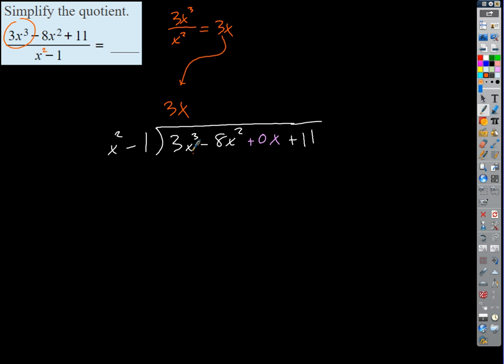So what do we do next, do you think? When we got a digit up here with numerical long division, we multiplied, right? So that's what we're going to do. We're going to multiply that, distribute it through, multiply it by the polynomial that's out front, the denominator. So 3x times x squared gives us our 3x cubed. That has to be the same. And then 3x times negative 1 is minus 3x. So it's going to go in the x column.